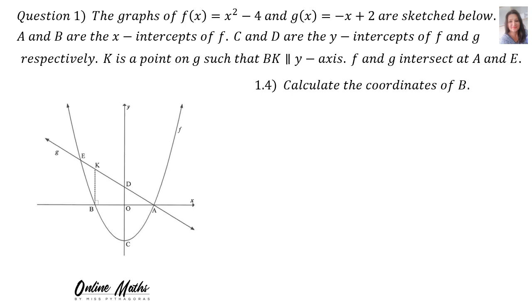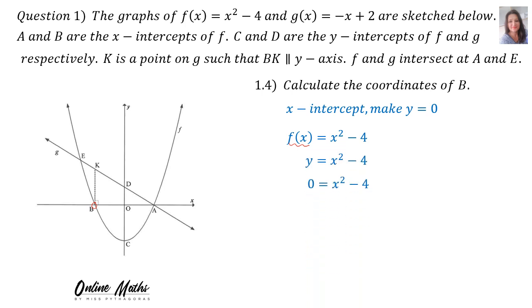Next question. Calculate the coordinates of B. Now what is happening there at B? Do you agree? B is the x-intercept of the parabola. And there's a rule that says x-intercept makes y 0. So you jot down the equation of the parabola. Now where's y? y is f of x. y is x squared minus 4.